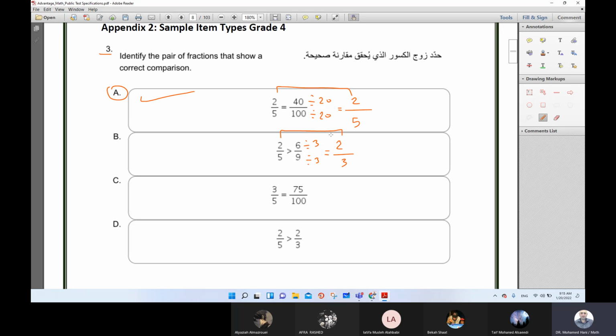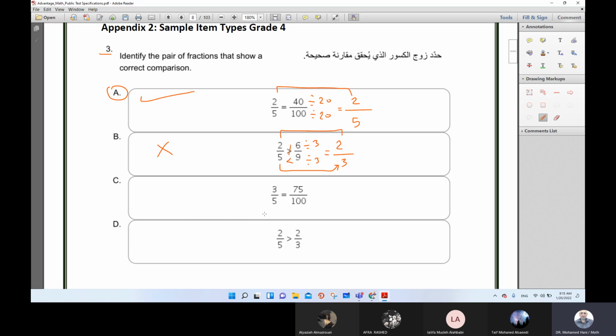When you have two fractions and you want to compare them, and inside the two fractions you have the same numerator, here we have 2, here we have 2, you can compare the denominators. The smaller denominator means the bigger fraction. So this sign is not true. The right sign is 2 over 5 less than 2 over 3. So this choice is wrong.